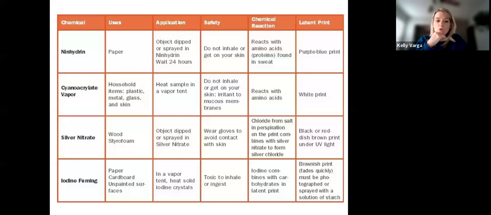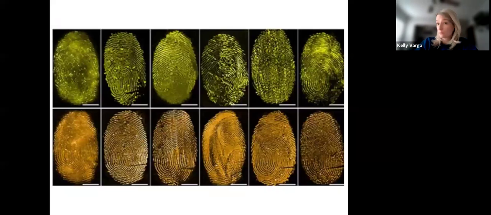So you're going to spray over the silver nitrate. You're going to then wait for the chemical reaction to occur. So the chloride salt inside of your sweat is going to combine with the silver nitrate, and it's going to form silver chloride that can then be visualized. It will come up a black or a reddish brown color under UV light, right?